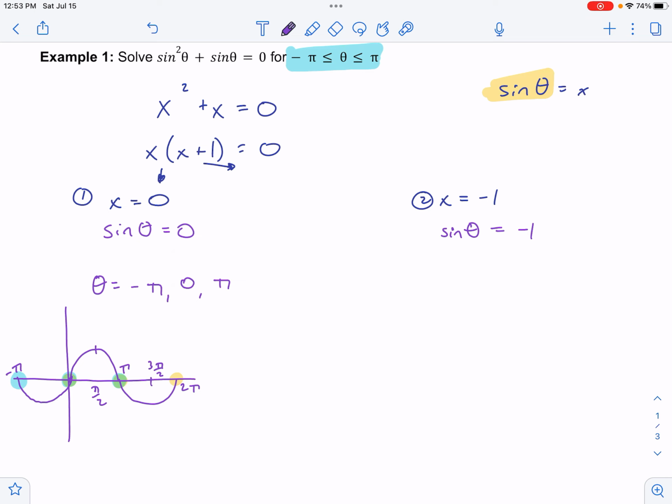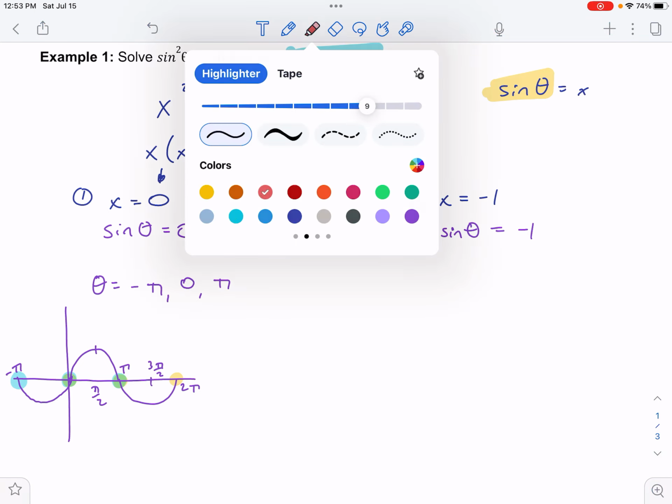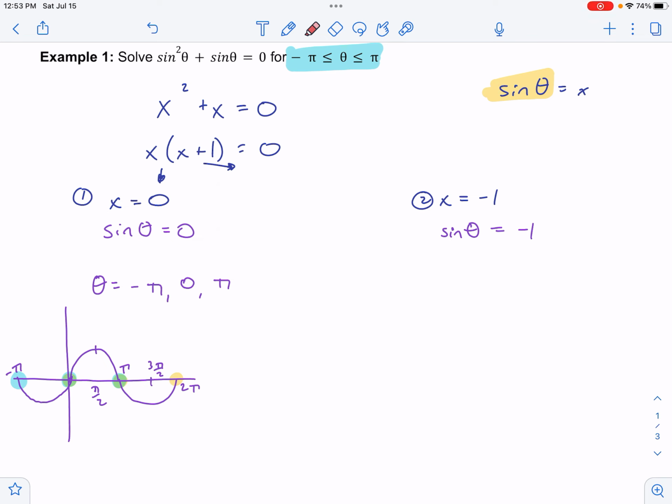I'm going to use the same diagram for my second option. The second option here is when is sine of theta equal to -1? And when is it equal to -1 between -pi and +pi? Well, right here. And where is that happening? That's happening at -pi over 2. So theta in this case will be equal to -pi over 2.